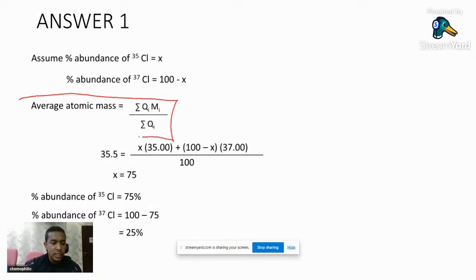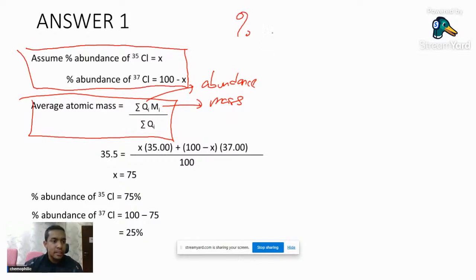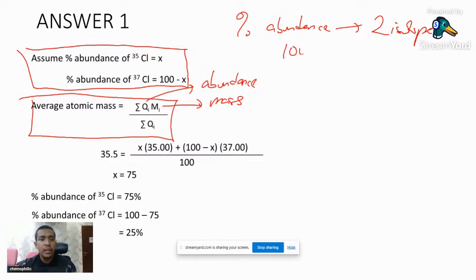Average atomic mass equals the summation of QiMi over Qi. Q is the abundance, and M is the mass of the compound. So when you want to do this question, you have to make an assumption first, because it says percentage abundance, and we only have two isotopes. Meaning that when these two isotopes are totaled, it will be 100%.